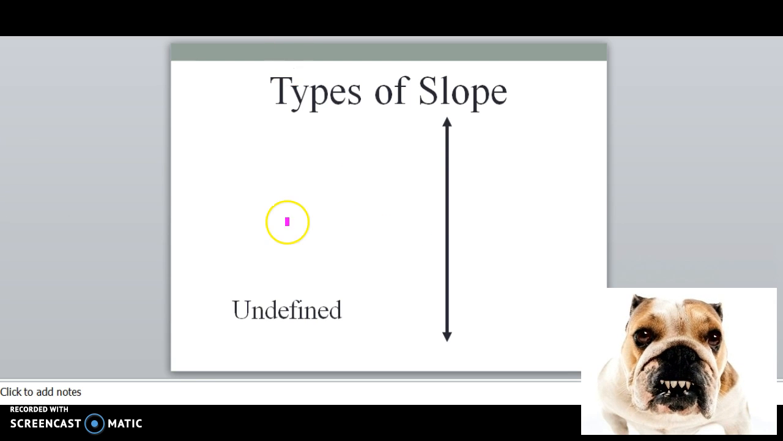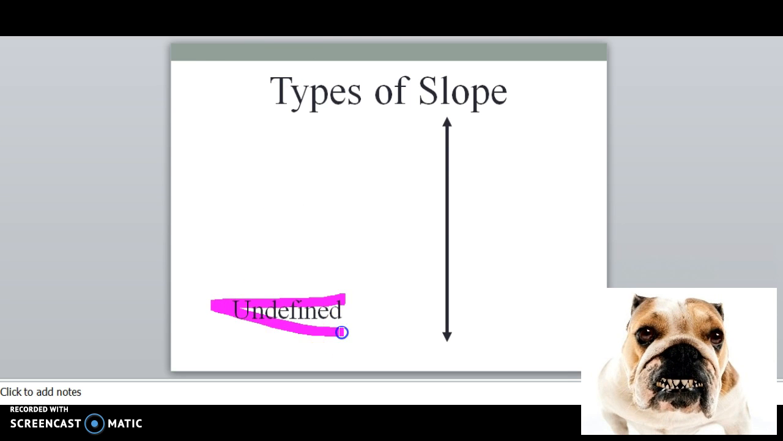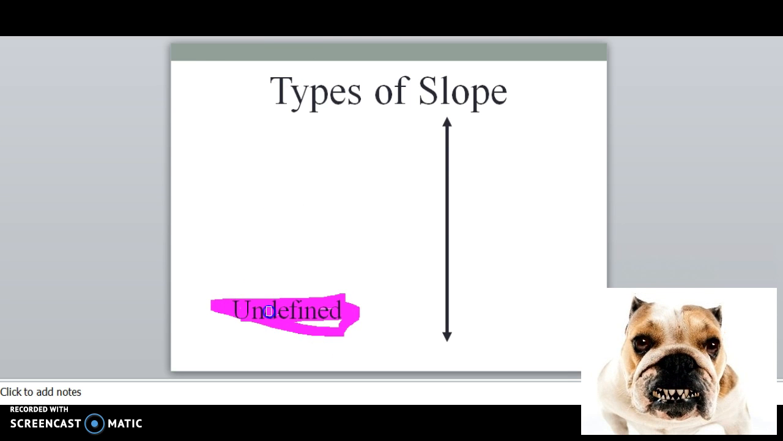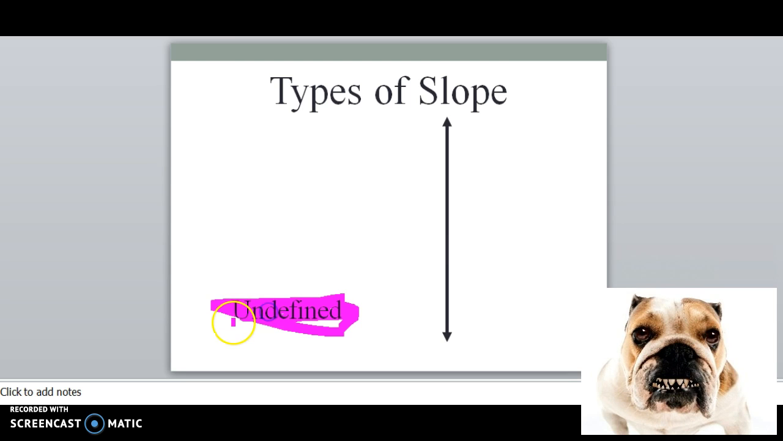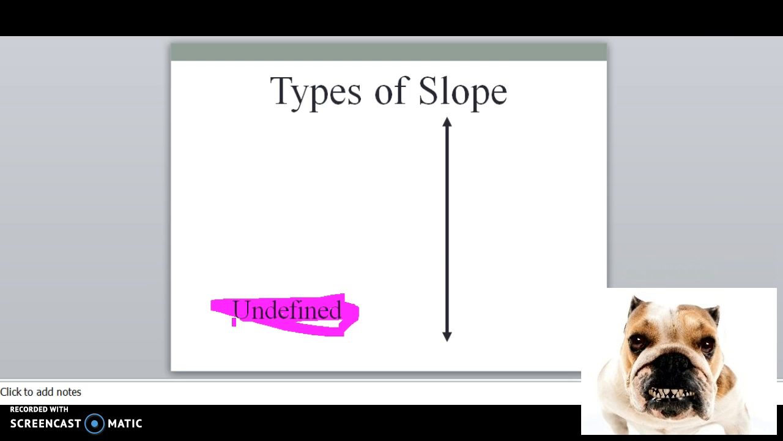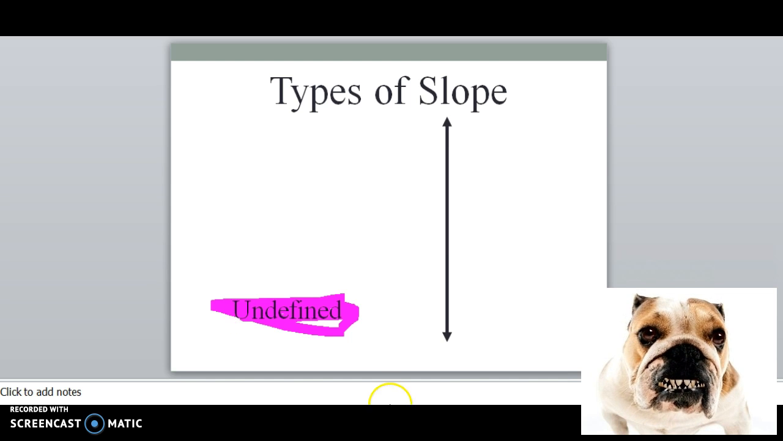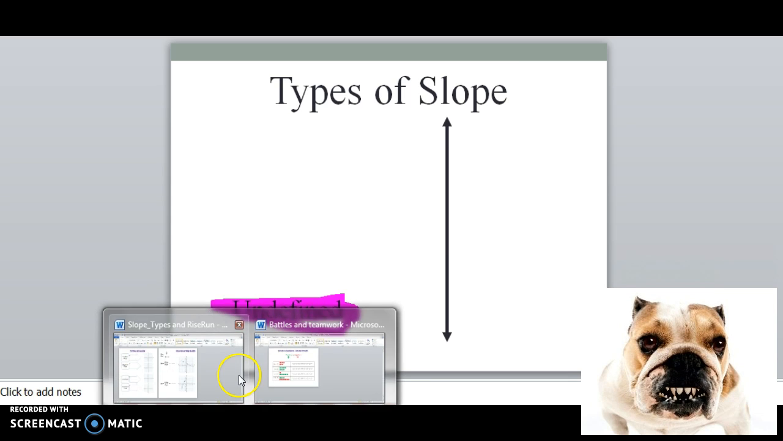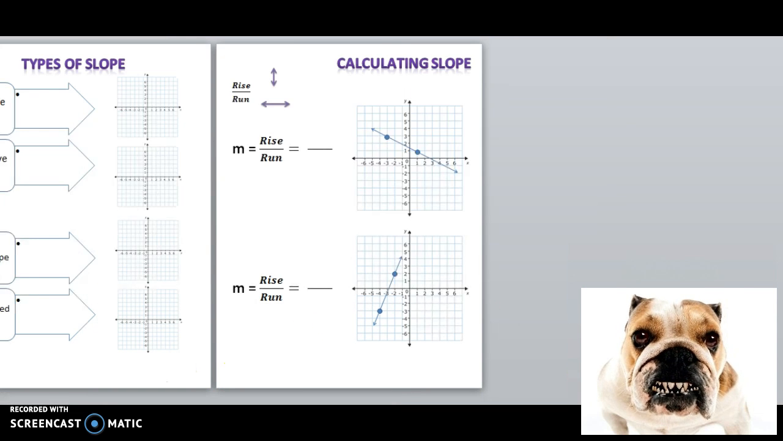Then we have vertical lines. If we have a graph that forms a vertical line, we call this as being undefined. Because the line goes up and down forever in both directions, we can't really define a slope. So that's what we call an undefined slope. So we're going to fill out the front part of your graphic organizer based on that information.